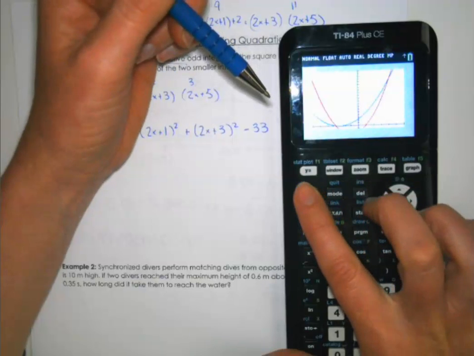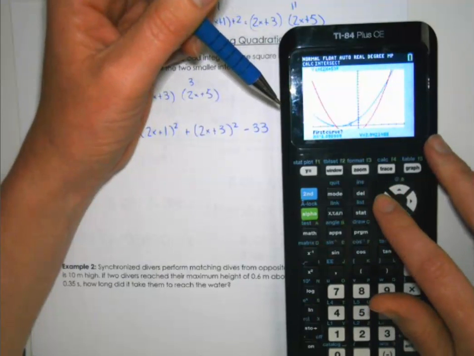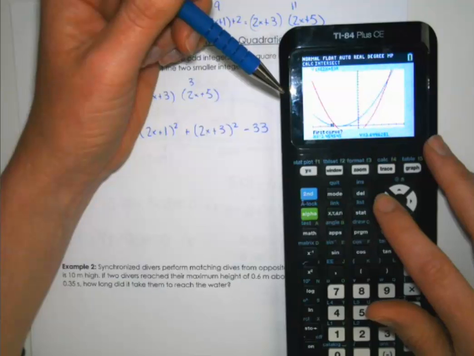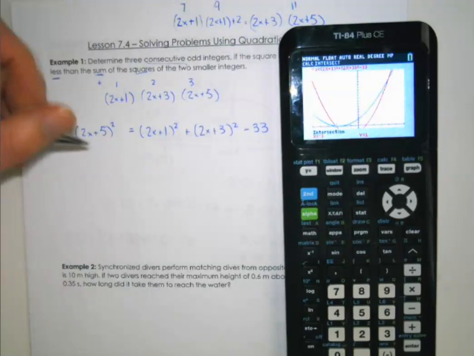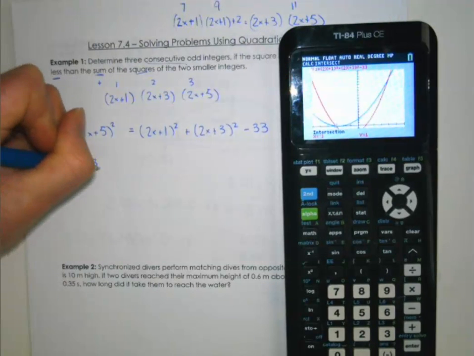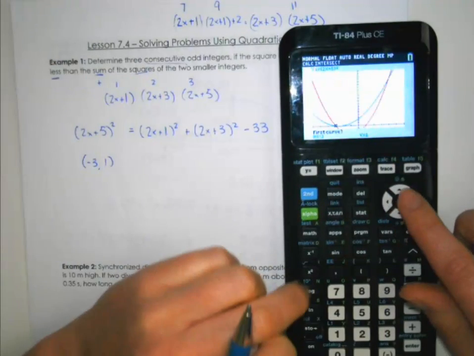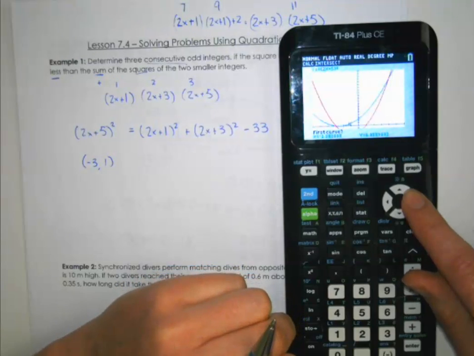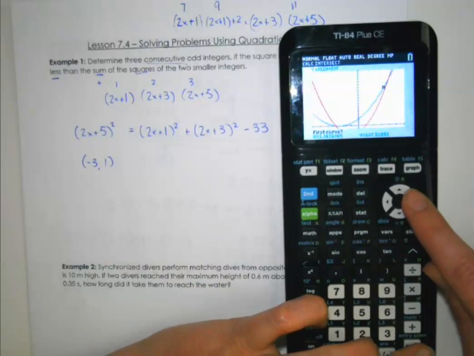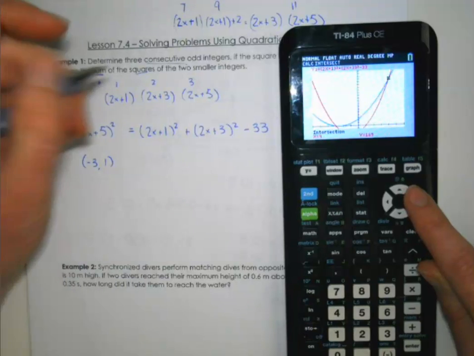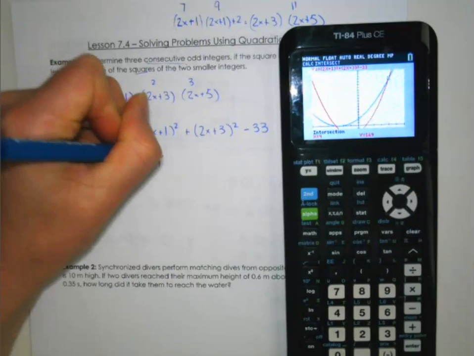So now I would go second function trace, and I want to look for my intersect. It says first curve. I'm going to move my cursor closer to this first point of intersection. Hit enter, second curve, enter, guess. It says I have a point of intersection at -3, 1. Then I'm going to find my second one. I'll go to intersection and scroll way closer to that point of intersection, and then second curve. And the next point I get is 4 and 169.